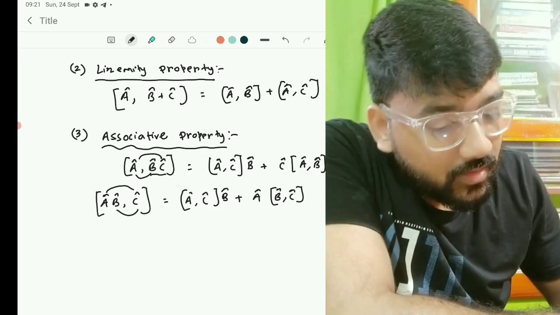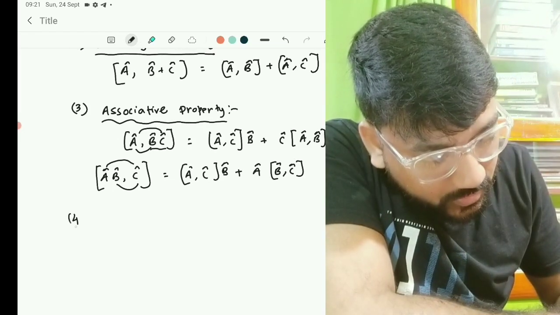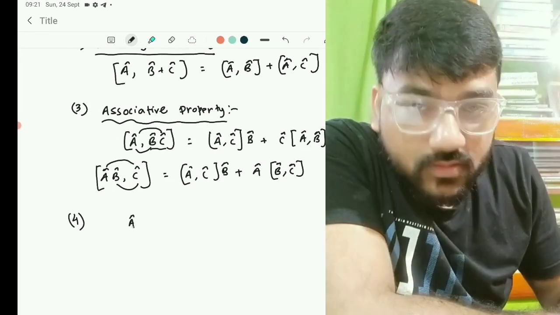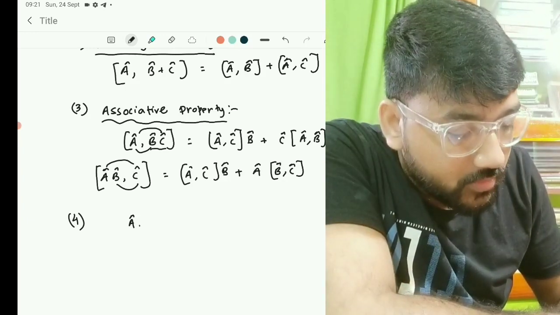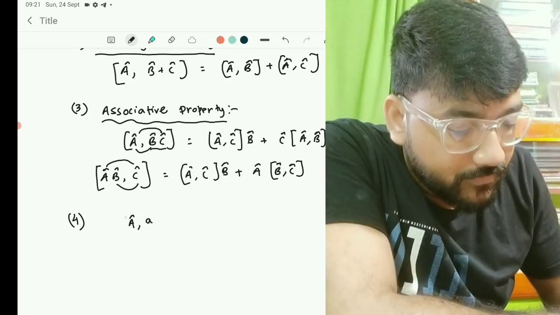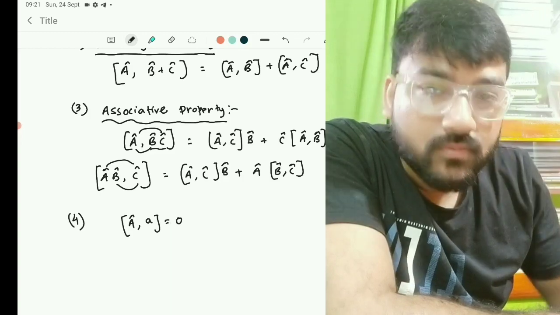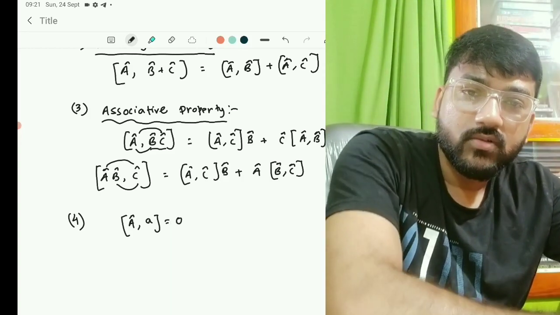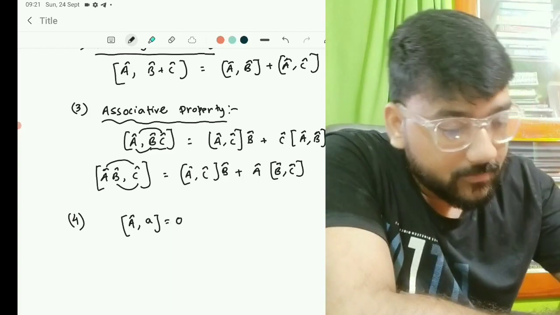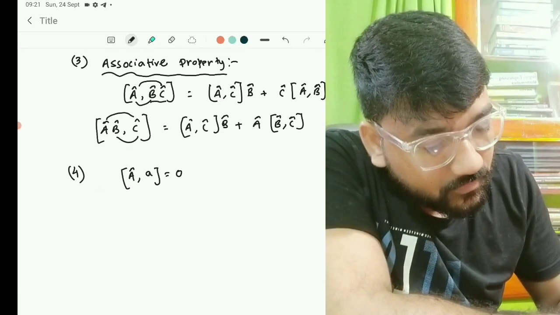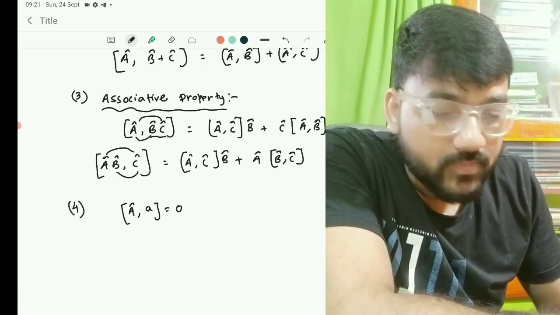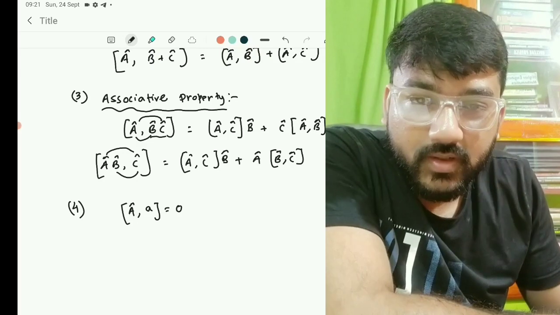Okay, and the commutation relation of any operator with just a scalar number a will always be 0. So you should keep this in mind also. This will always be 0. Okay. Now let us use these properties, basically these associative properties.